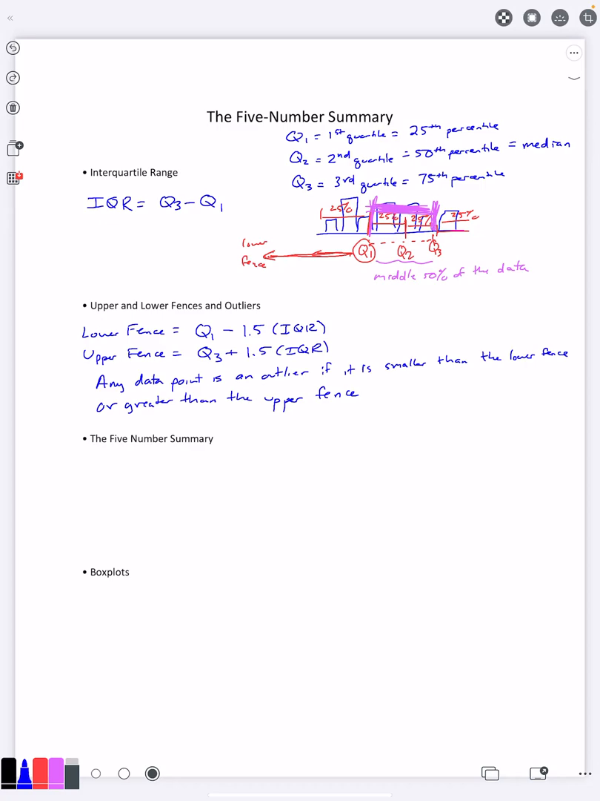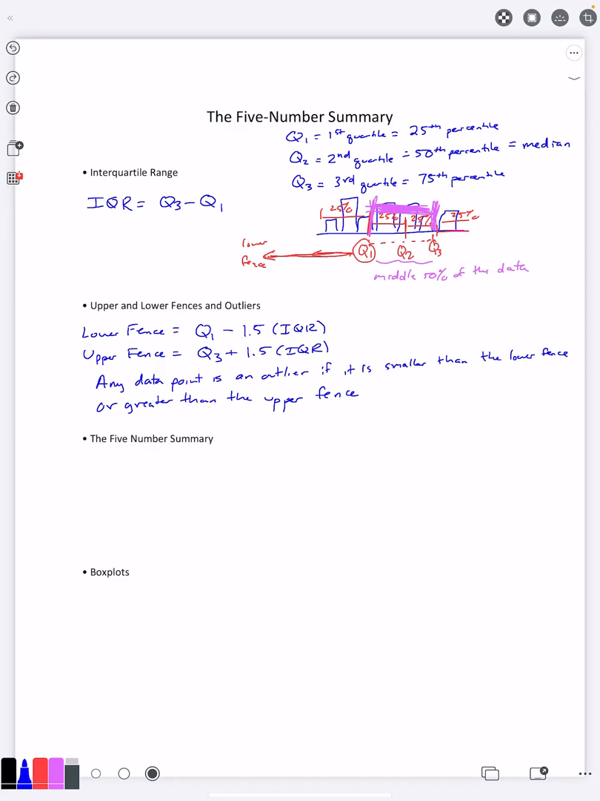So this is pretty much the only time that we're going to have a hard and fast rule for determining whether something's an outlier. In most situations, it can be interpreted one way or the other, whether something's truly an outlier or not. But when you're doing the 5-number summary, we are using this rule here.